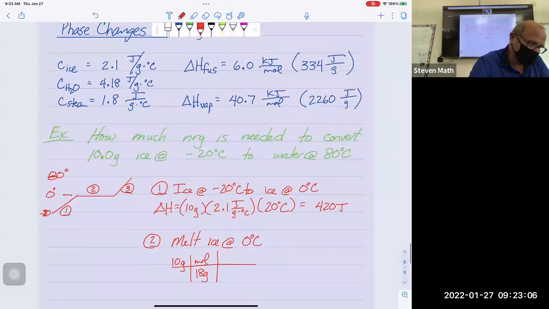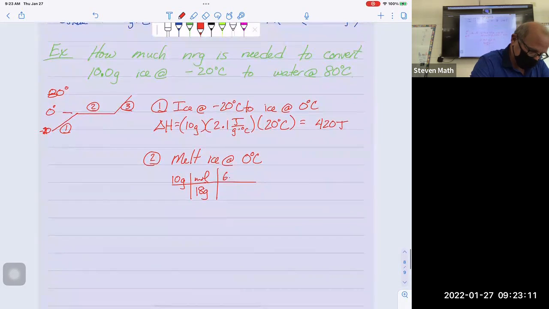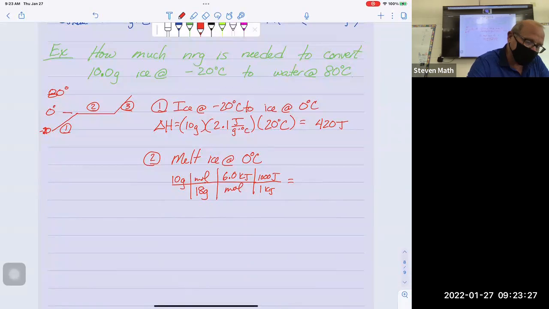What was melting? 6.0. It's just a unit, kind of just a unit hoop we got to jump through. 1 kilojoule, 1,000 joules. Munch 'em, crunch 'em. That one's going to cost us 3,340 joules.